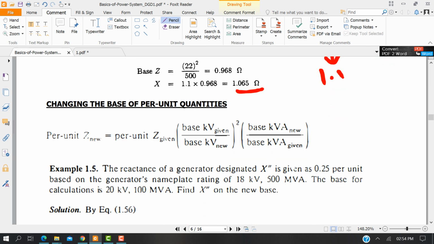Note that if there are more components in the same circuit diagram, in a single line diagram, which I will talk about later, then we have to follow another formula. Here is the given per unit value, which will be given in the question, and the new base value. For example, we have to choose a base.